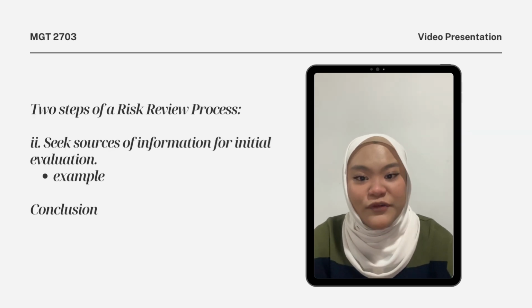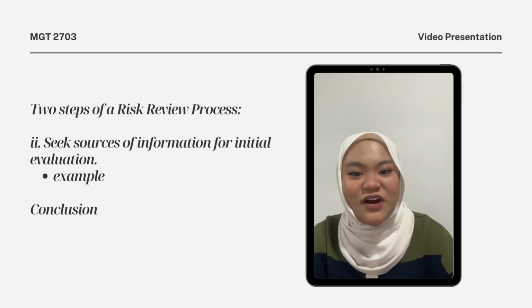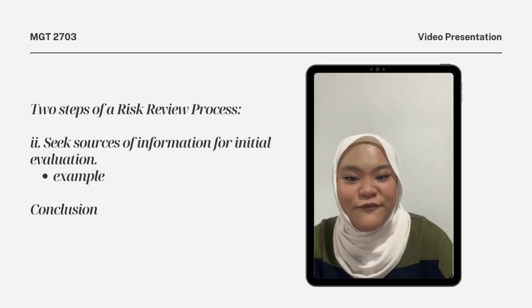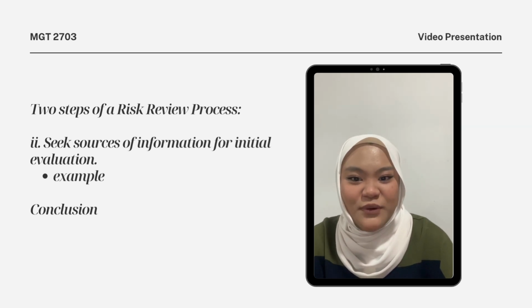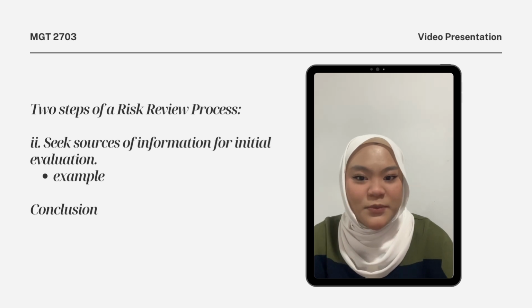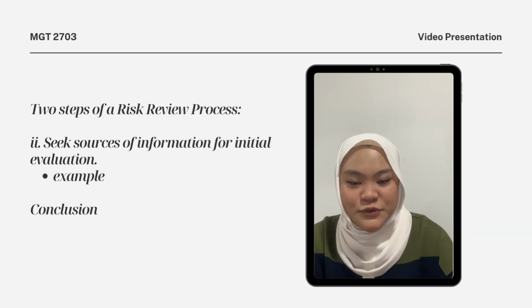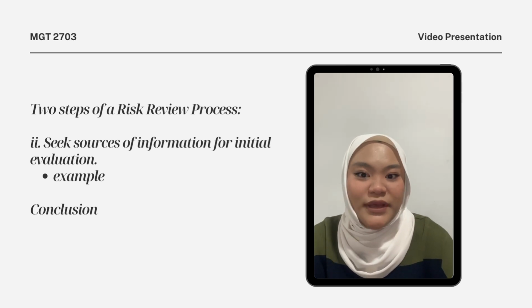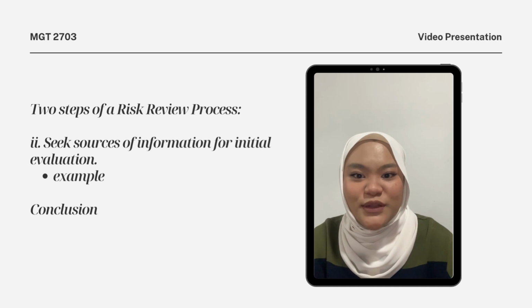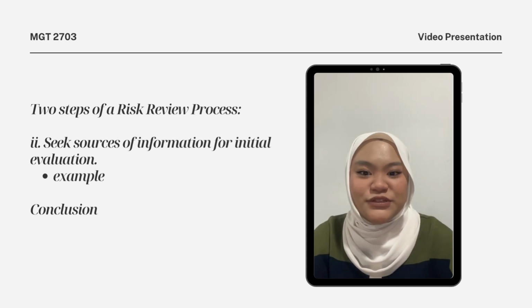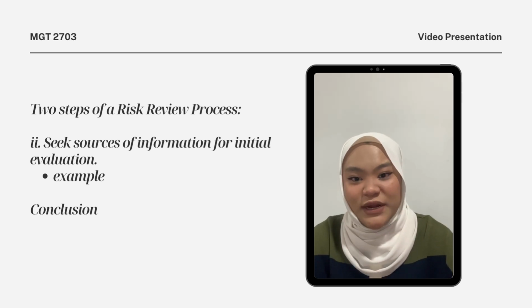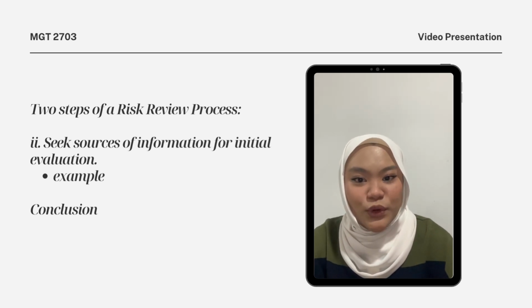The second step of a risk review process is sources of information for the initial evaluation. In this step, we're looking for sources of information to evaluate the risk. Information can come from reports, data, interviews, or industry news. As an illustration, reviewing delivery risk, we could look at customer complaints, drivers' feedback, and late shipment data. All of this will help us to understand if the risk is getting worse, better, or staying the same.